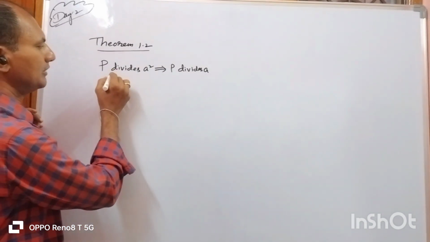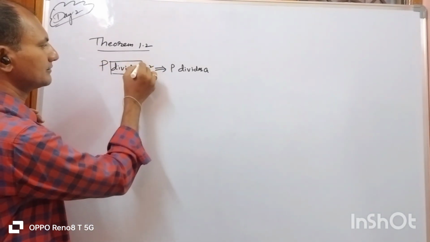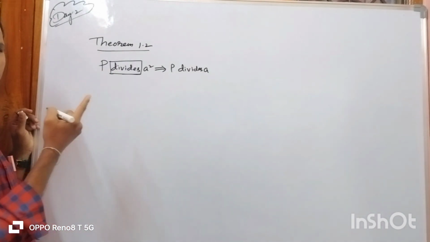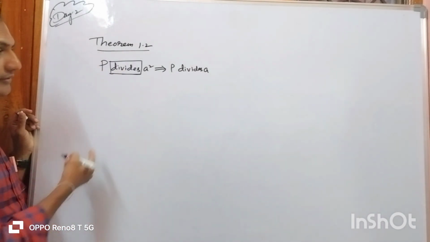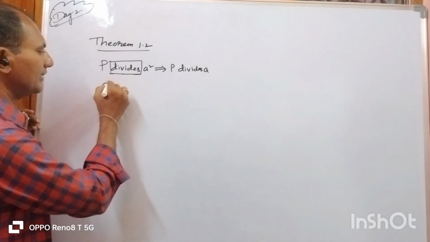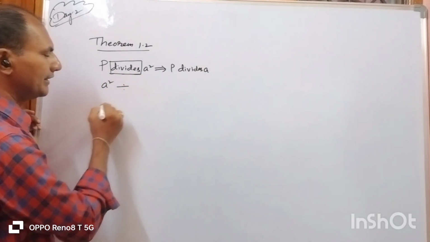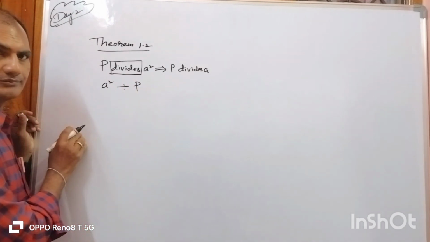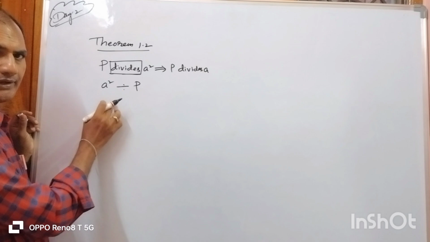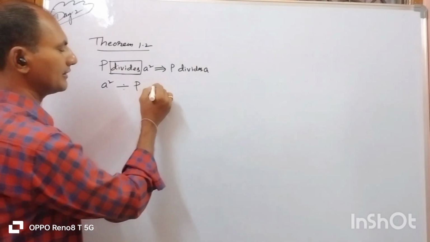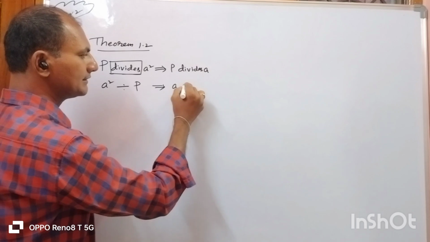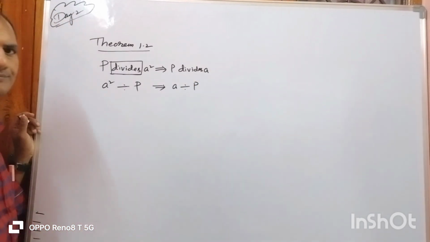What is the meaning of divides? Divides means the opposite of divided by. P divides A square means A square is divided by P. Then A is divided by P.